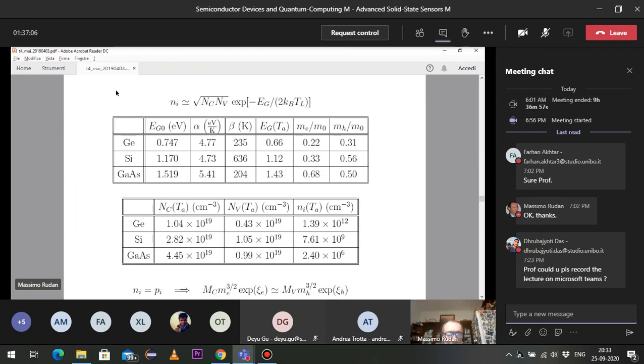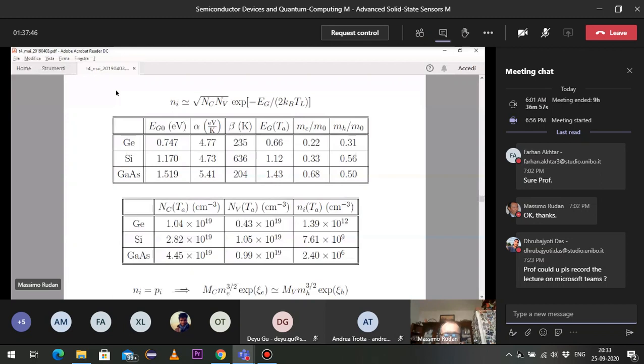So you see that Eg0, that is the gap at 0 Kelvin, is about 0.7 electron volts for germanium, 1.17 for silicon, 1.52 for gallium arsenide. Then we have alpha and beta, the parameters that are used for the interpolation of the gap function. Then we have the gap at room temperature, Eg of Ta. You see it is smaller than the corresponding value of Eg0, okay?